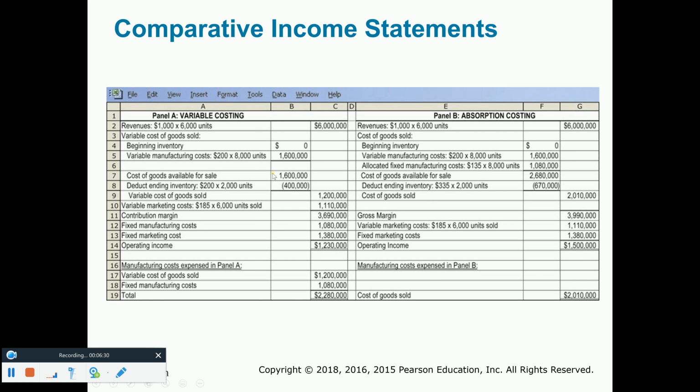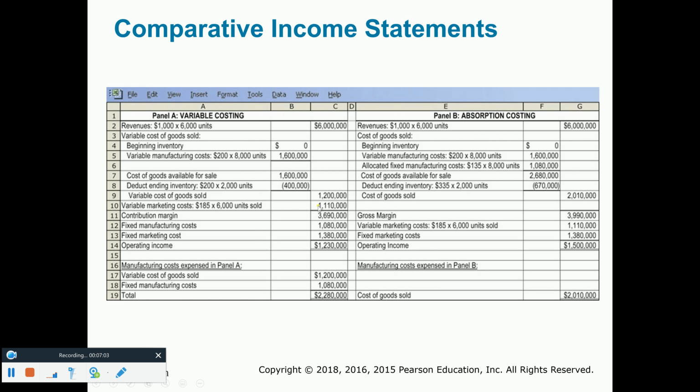That's how much we possibly have available for sale. Now the question is, did we sell all of them? And the answer is no, we have some ending inventory. So even though we produced 1.6 million, we ended up with 2,000 units still in ending inventory according to the data in your textbook. So if we take the 2,000 units times the $200 that we calculated earlier, we subtract 400,000 from the 1.6, we will get variable cost of goods sold.